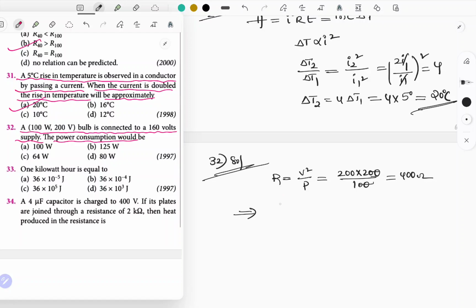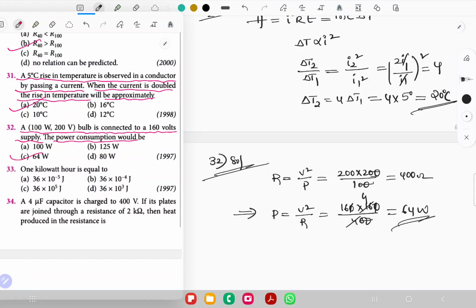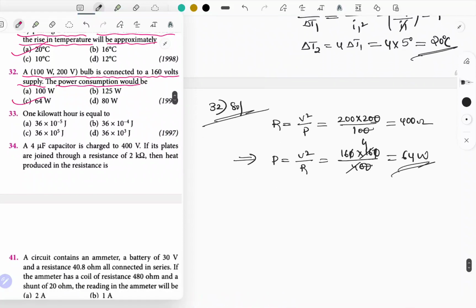What is the input voltage given? So 160 volt. Then power dissipated is V squared by R, which is equal to 160 into 160 divided by 400. These zeros will get cancelled. 4 4s. Answer is going to be 64 watt. Which option? Option C is the correct answer for question number 32.